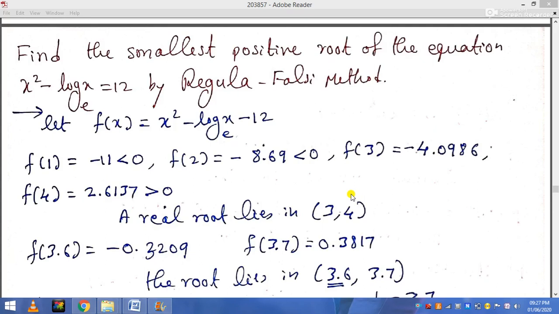Dear student, in this video we learn an example on the regula falsi method. The regula falsi method is given by x is equal to (a into f of b minus b into f of a) divided by (f of b minus f of a). By using this formula, we solve the example.